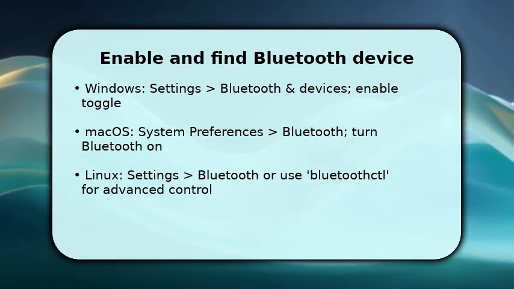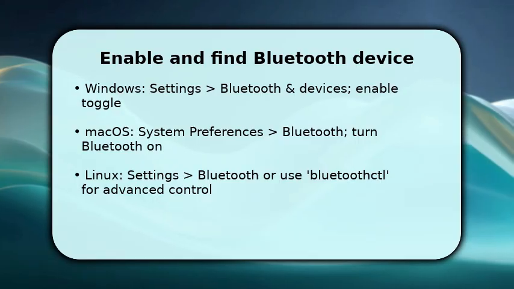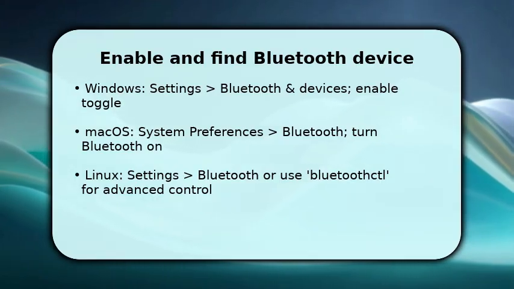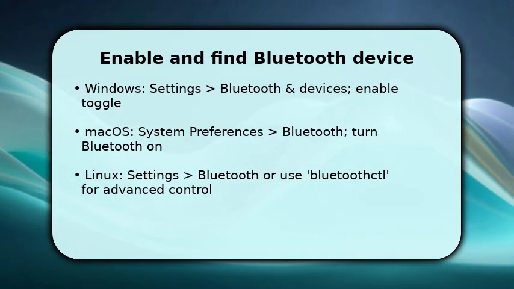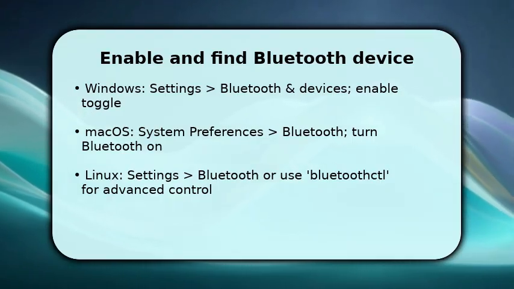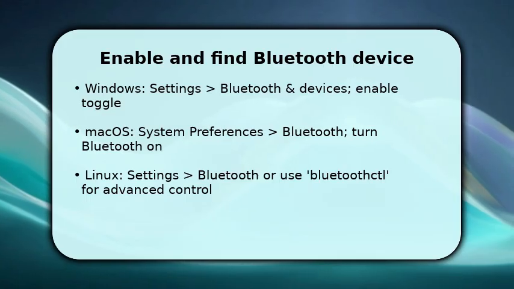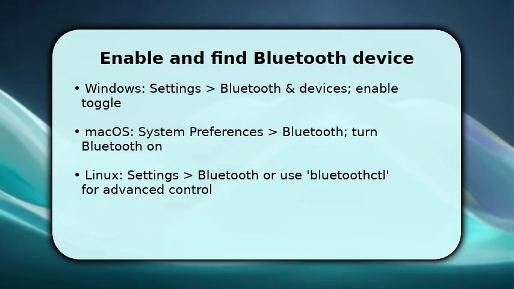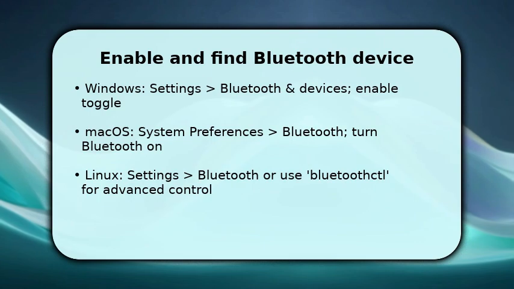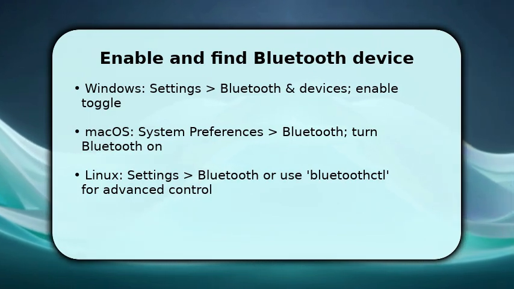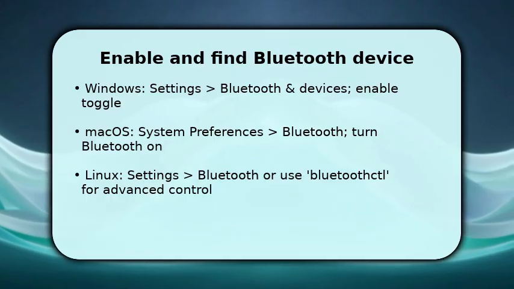On macOS, open System Preferences, Bluetooth, and turn it on. If not shown, check the System Report under Hardware. On Linux, open Settings, Bluetooth, or run a Bluetooth tool in a terminal to power on the controller. Make sure to install or update drivers if the adapter is missing, because driver issues often hide the device.